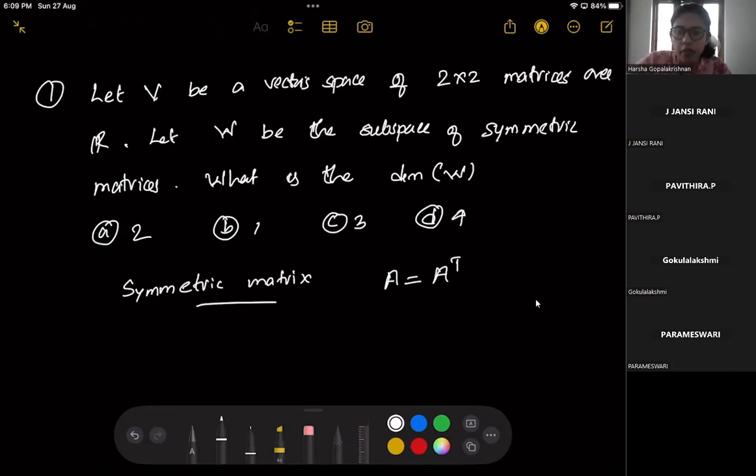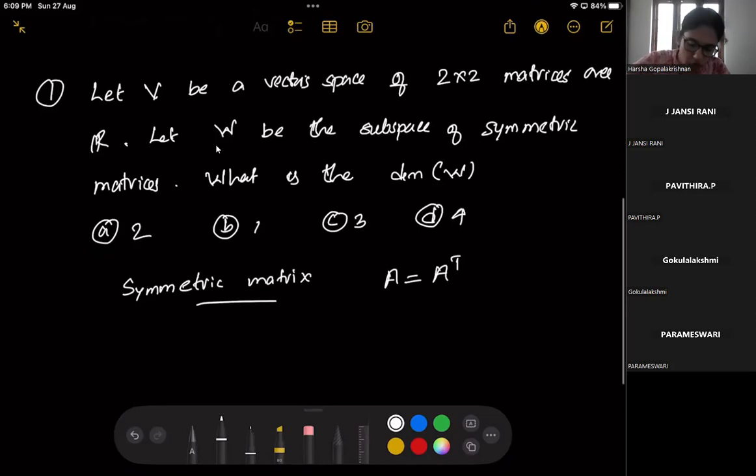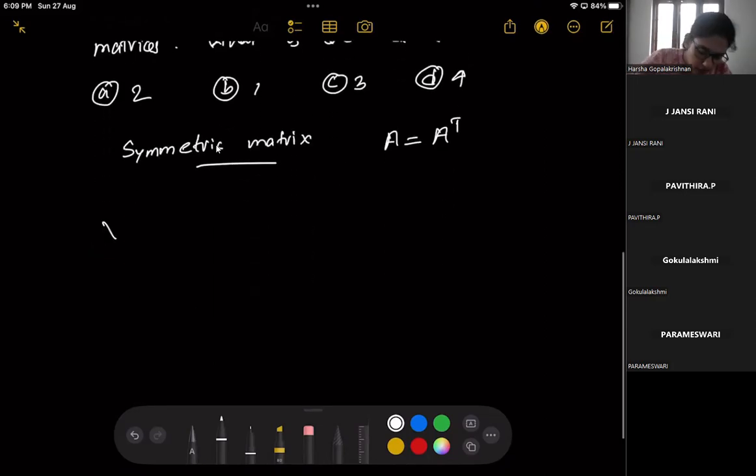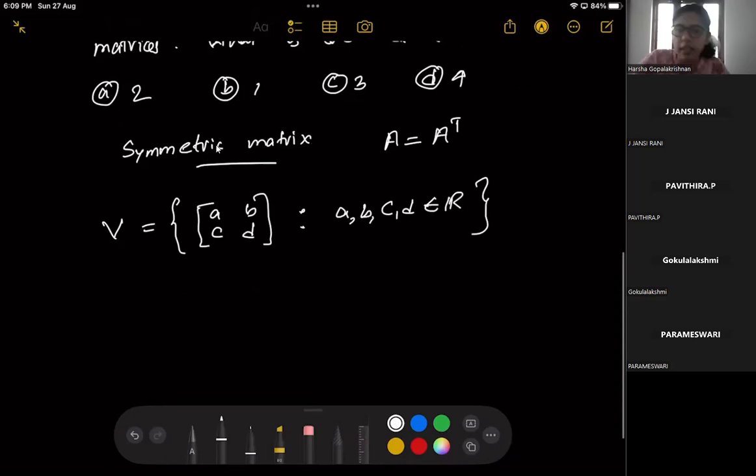Before going to the dimension of the symmetric matrices, let us see about this vector space. Here the vector space is the set of all 2 by 2 matrices over R. How can we write the vector space V? V means the set of all matrices with entries a, b, c, d such that a, b, c, d are elements of the real numbers. Clear?